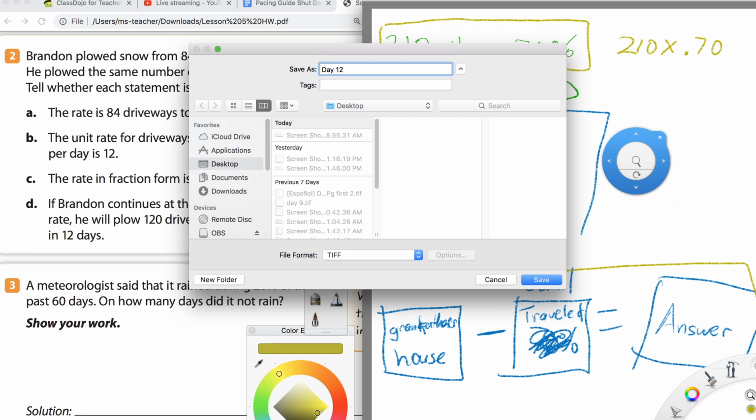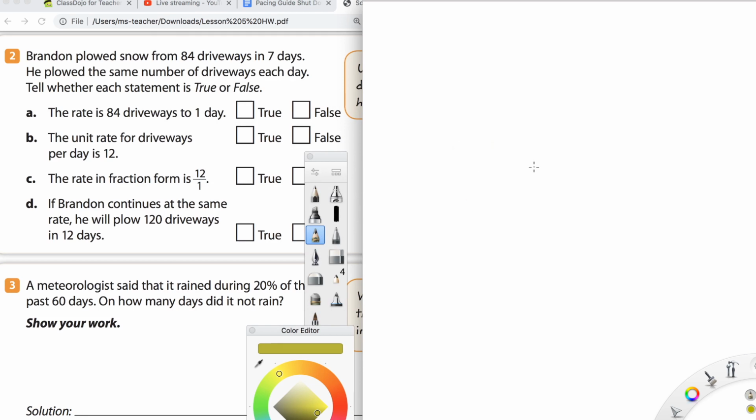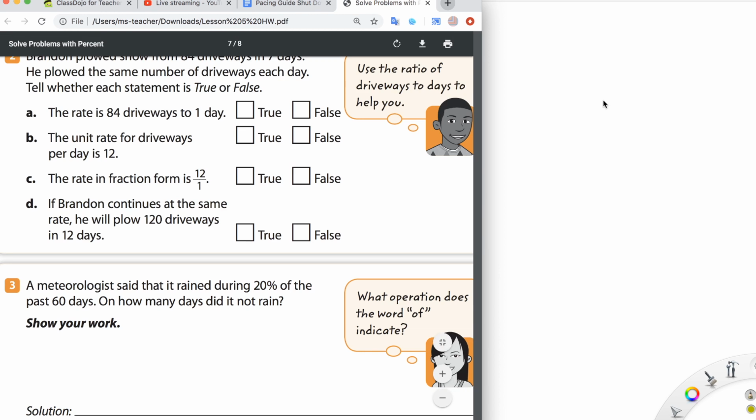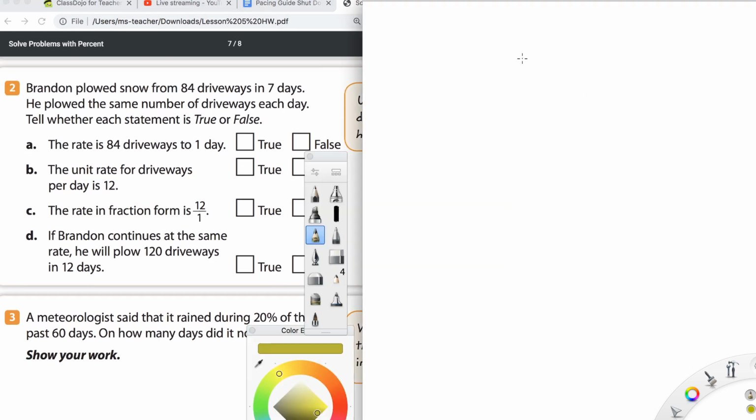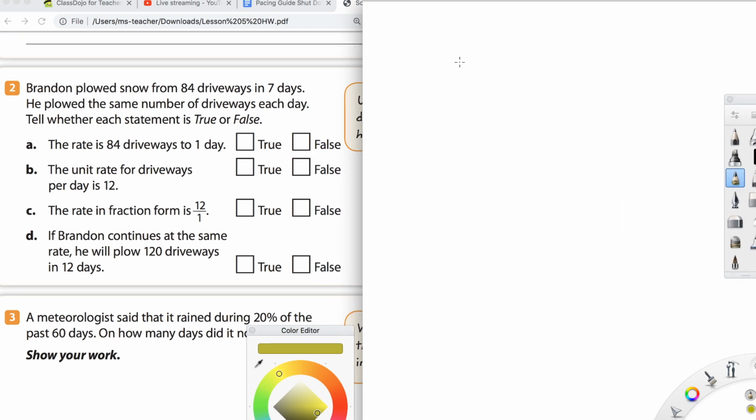Today's day 12. Let's do problem number 1. All right. So for this one, number 2, Brandon plowed snow for 84 driveways in 7 days. Sorry about that. He plowed the same number of driveways each day. Tell whether each statement is true or false.